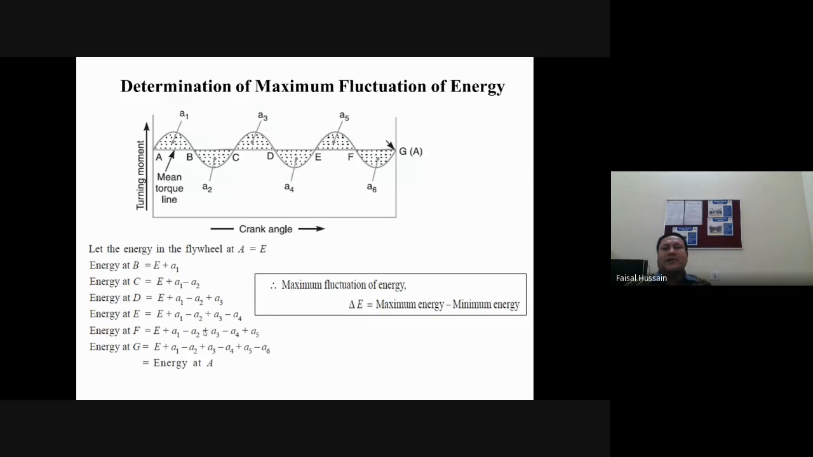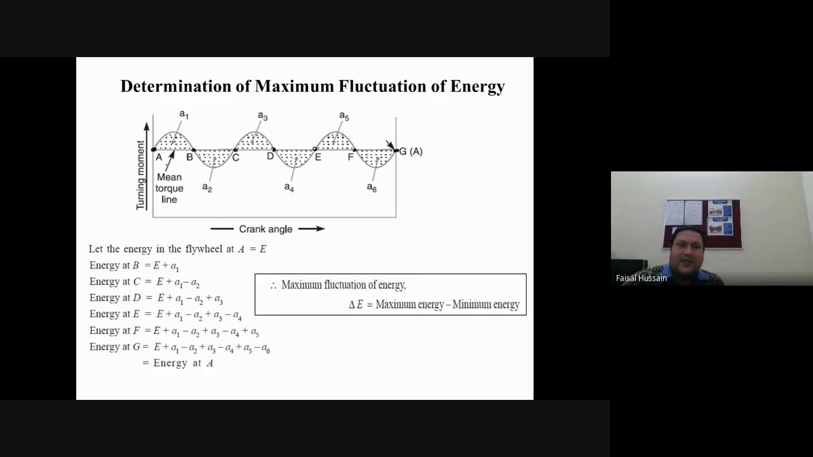Now, the determination of the maximum fluctuation of energy. Maximum fluctuation of energy means the difference between maximum energy and minimum energy. So this is the T theta diagram. Here, for example, let the energy at this point be A, at this point B, at this point D, E, F, G. This is the T theta diagram for a multi-cylinder engine.